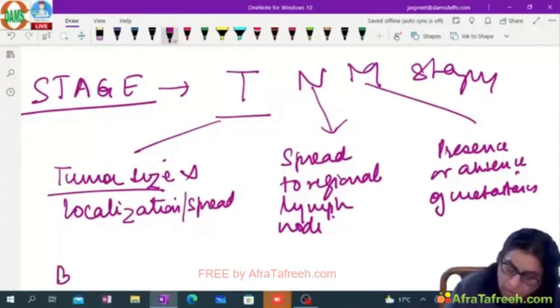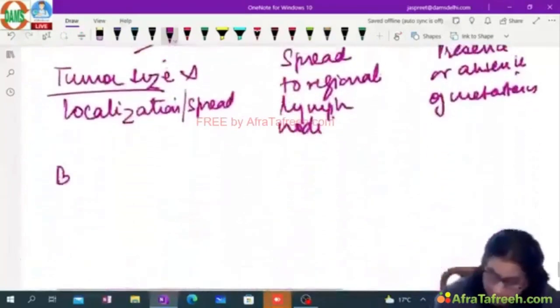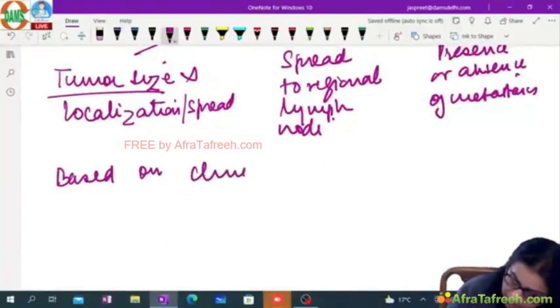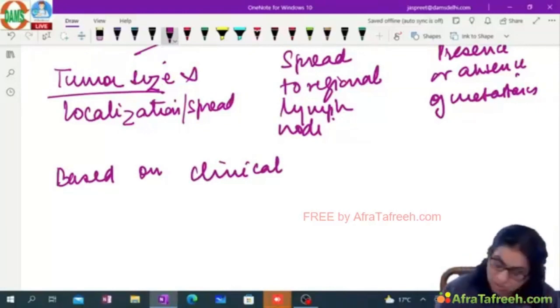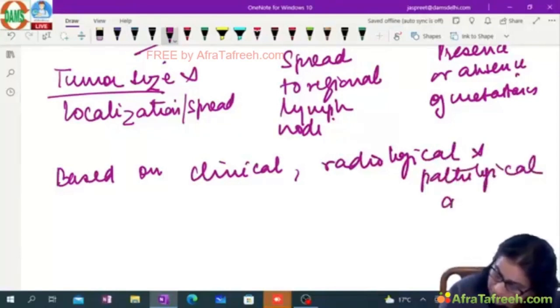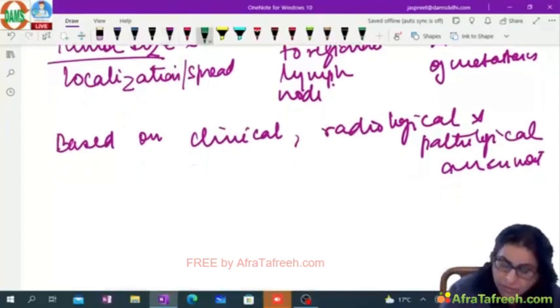Now the grade is done by histological assessment. So this is done by a pathologist. Whereas TNM staging is based on clinical assessment, radiological assessment, and even pathological assessment. Okay. And now a very important point.